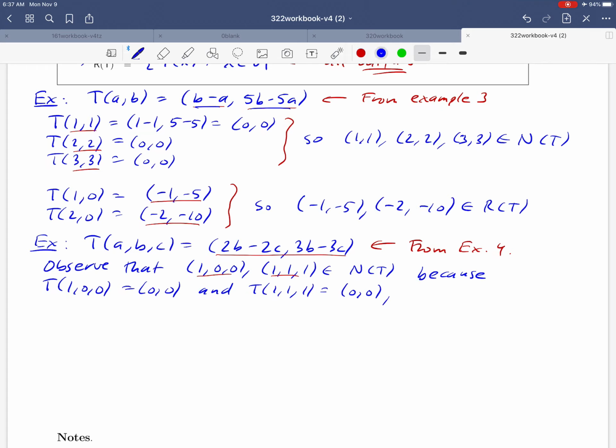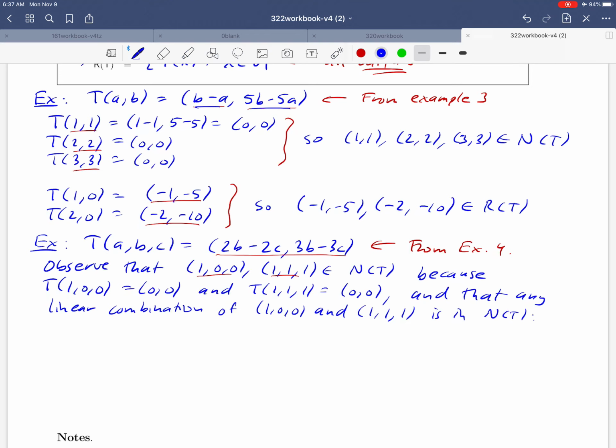We make another kind of interesting observation here. Those two vectors are in the null space, but also any linear combination of those two vectors is in the null space. I'm going to see if I can convince you of that. (1, 0, 0) and (1, 1, 1) are in the null space of T. How would we show that? Well, we'd start by taking T of any linear combination. So a linear combination of (1, 0, 0) and (1, 1, 1) would look like this.